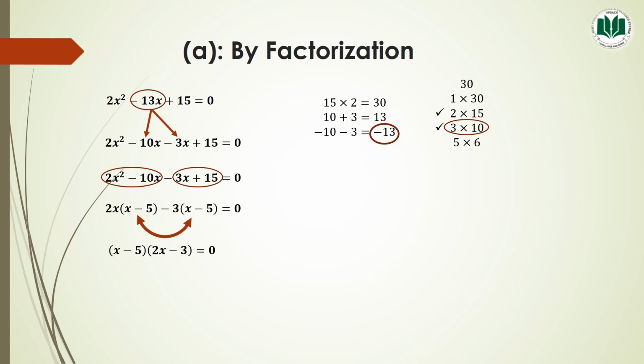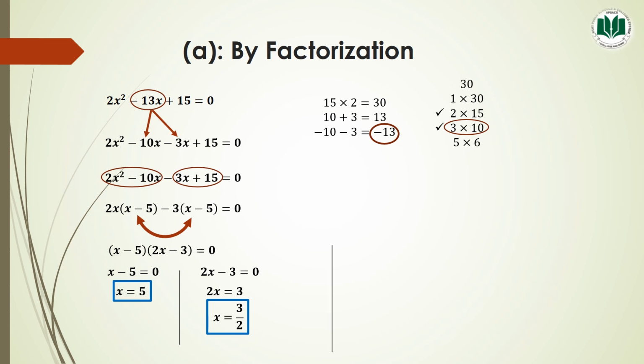Now remember that if the product of two terms is equal to 0, then one of them must be exactly equal to 0. Think upon it. So here, either x minus 5 is equal to 0 or 2x minus 3 will be equal to 0. From here we have got x is equal to 5 or x is equal to 3 by 2. These are the two values of the given variable, so our solution set will be 5 and 3 by 2. And these values of the given variable are known as roots or zeros of the given equation.